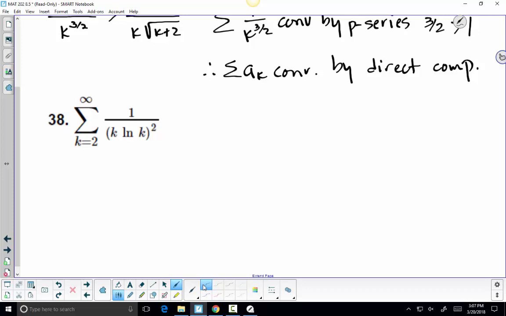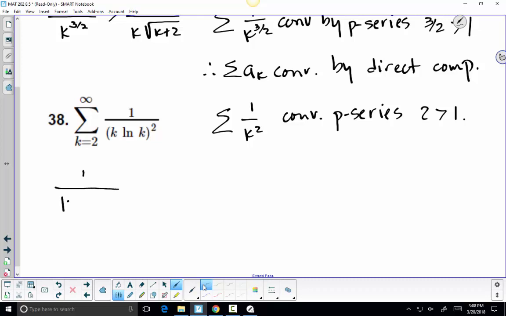So let's try a direct comparison first. 1 over k squared is a convergent p series, since 2 is greater than 1. Let's see if we can get the inequality to work. Bigger denominator, smaller fraction value. So does that work in the right direction? Yes, because the bigger series is convergent, therefore the smaller series must converge. The smaller series can't squeeze around the big series and all of a sudden diverge.